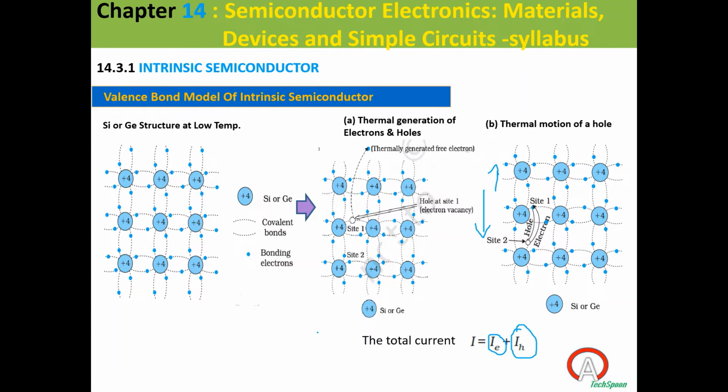Let me summarize what you have to understand. The first figure is the normal temperature. When the temperature increases, free electrons get generated and holes are generated. From the nearby atom, the hole will move, so there will be electron conduction and hole conduction. That means current due to electrons and current due to holes, both of equal magnitude. The total current in the intrinsic semiconductor is I = IE + IH, electron current plus hole current. Clear?